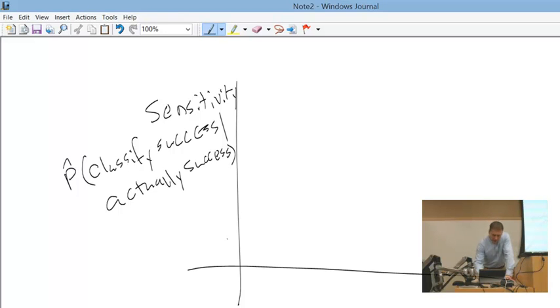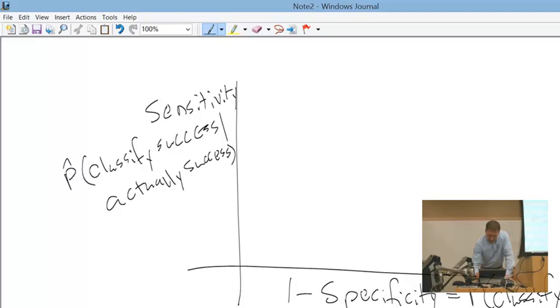And then on the x-axis, we had 1 minus the specificity, which also essentially is a false positive rate. I should say essentially it is. And what that means is the estimated probability that you classify as a success, given it is actually a failure. So that's what's on our axes for a ROC curve.